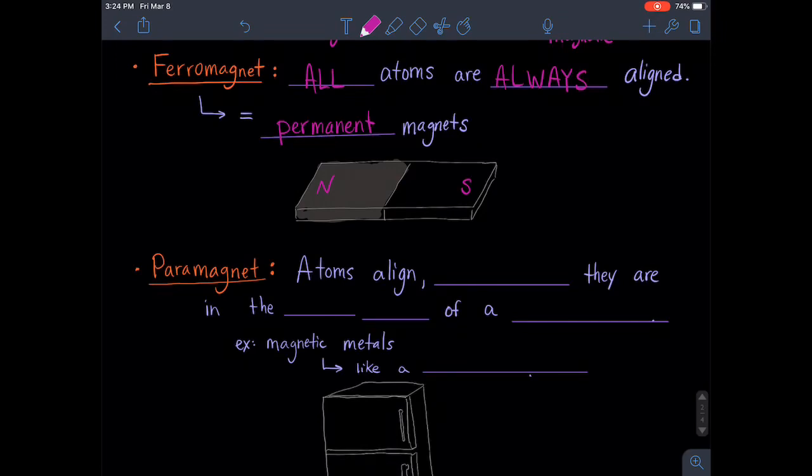These ones are always magnetic. It's never not magnetic, but we find that there's actually some substances that are magnetic sometimes, but not all the time. So this isn't one of those. This is always magnetic. It's a permanent magnet.